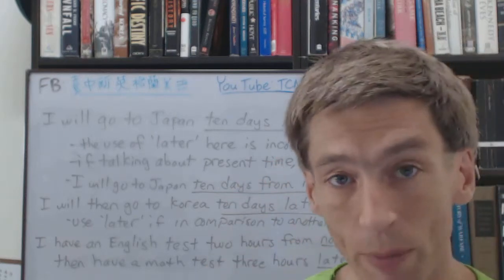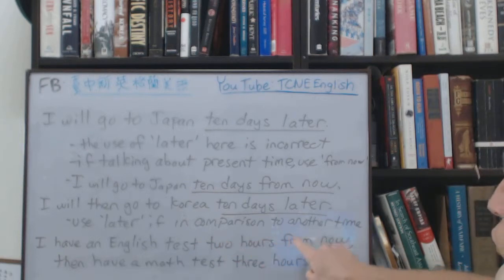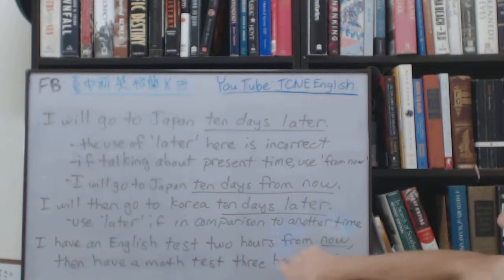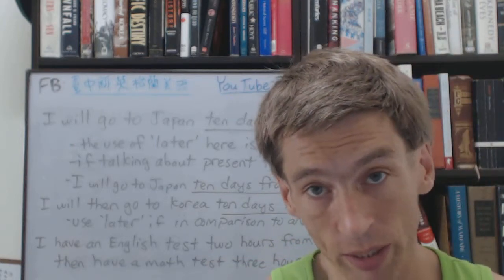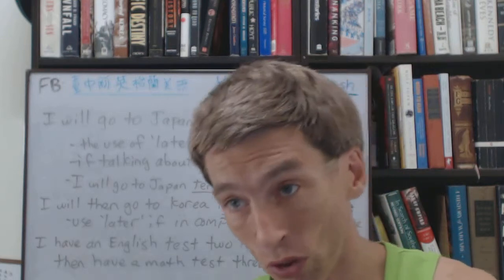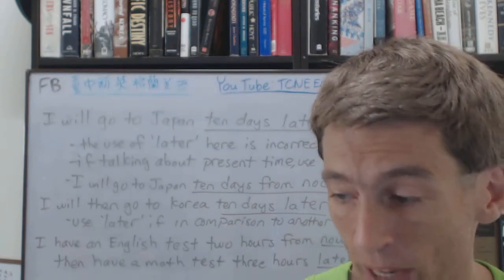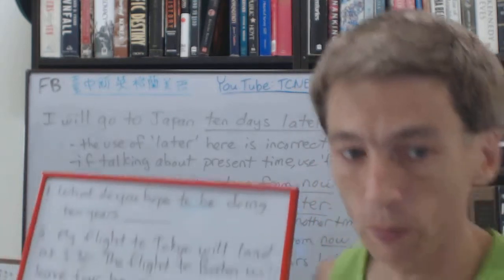So, for example, I have an English test 2 hours from now, then have a math test 3 hours later. So 2 hours from now, and then 3 hours later, so that would be 5 hours from now, to make that clear. Let's look at a couple of examples.